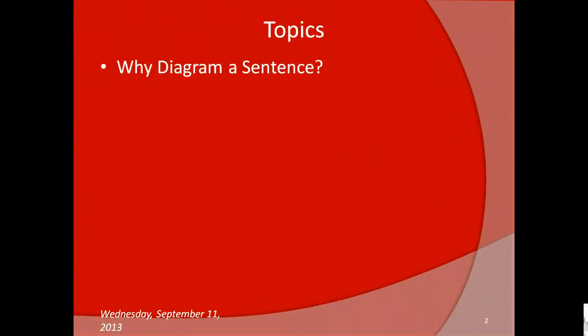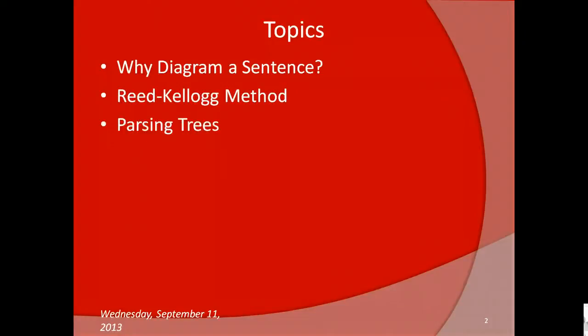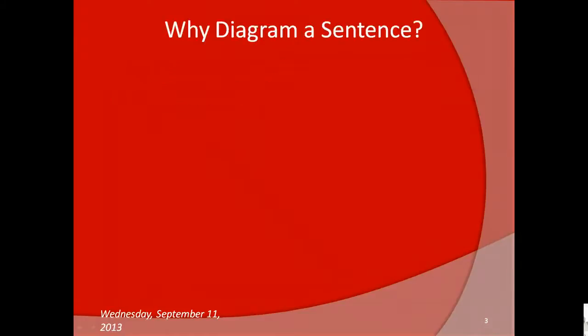Our topics include why diagram a sentence, why is this an important thing to do? We're going to take a look at the Reed-Kellogg method of diagramming sentences for just a moment because then we're going to look at the parsing tree method, and that's the method that we're going to use in my class. It's my preferred method for diagramming sentences. So first of all, why diagram a sentence?